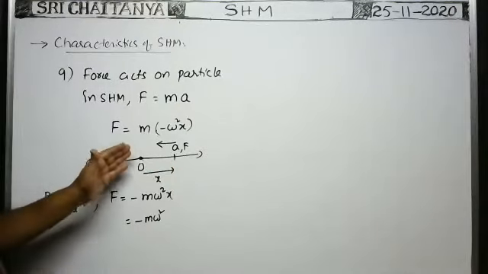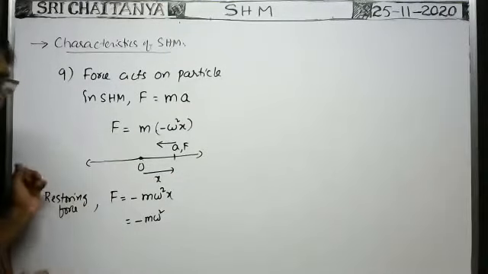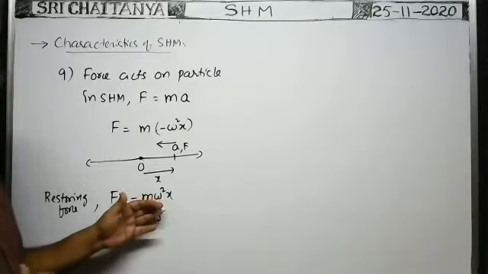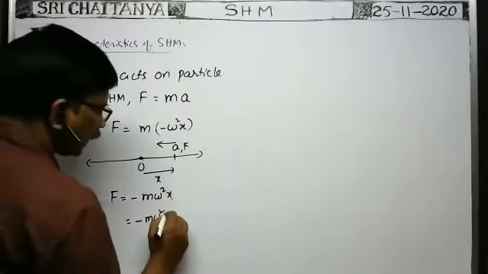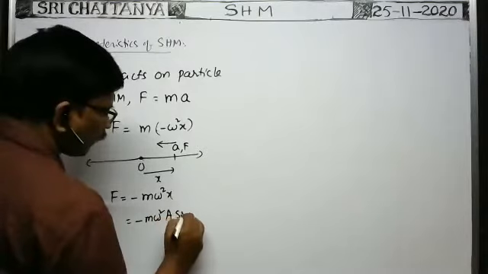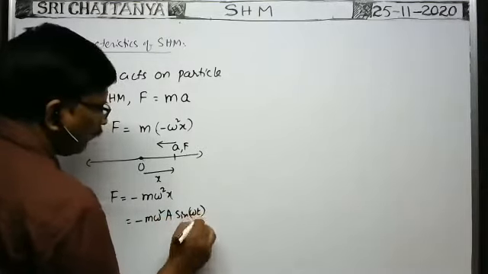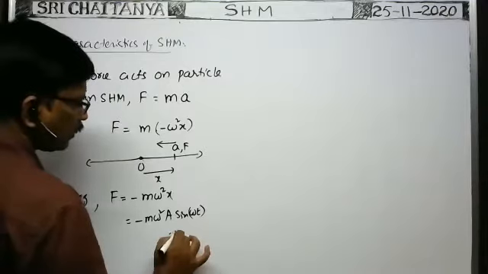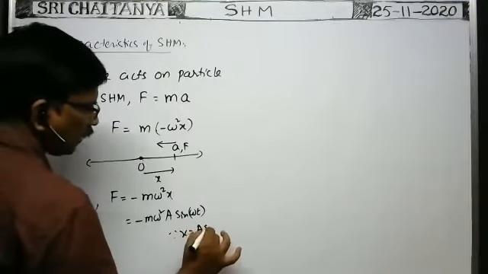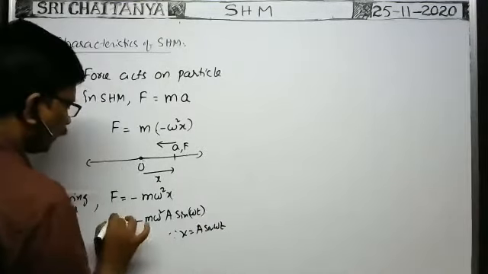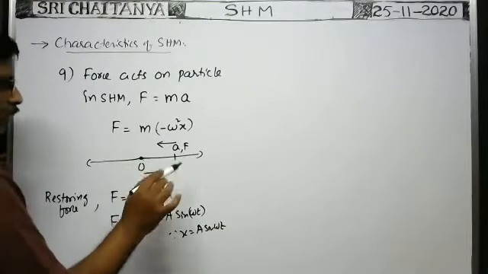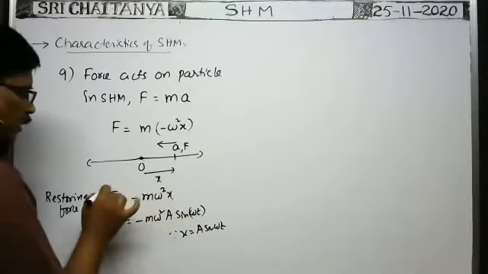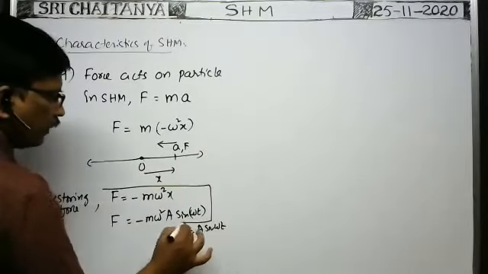What is the displacement formula of the particle in simple harmonic motion after t seconds? Displacement x is equal to a sin omega t. So instead of x, you can write a sin omega t, where omega is the angular frequency. Since x is equal to a sin omega t, this is the formula for the restoring force acting on the particle in SHM in terms of time and in terms of displacement. These two formulas are very, very important.